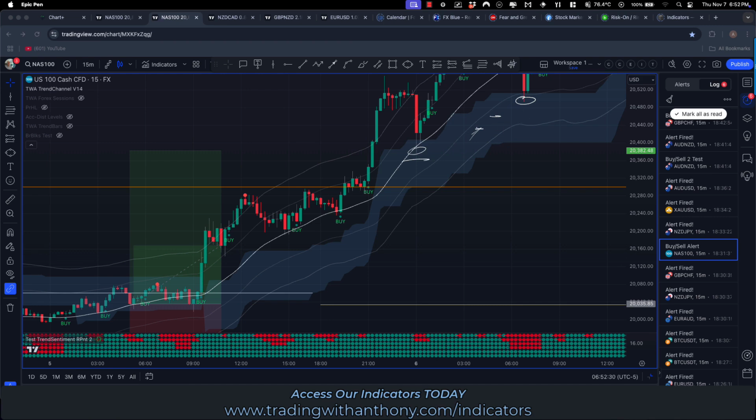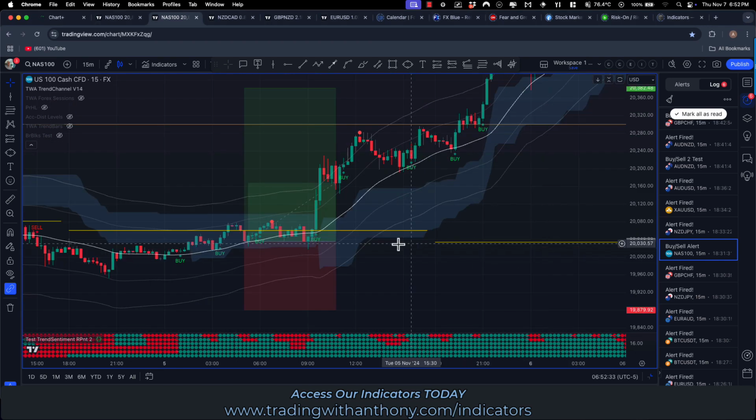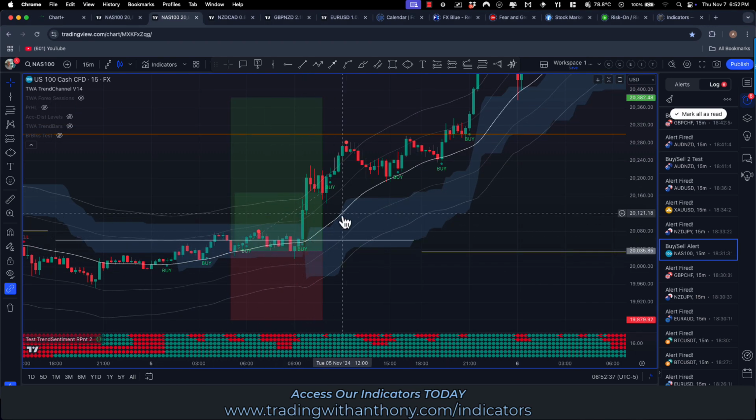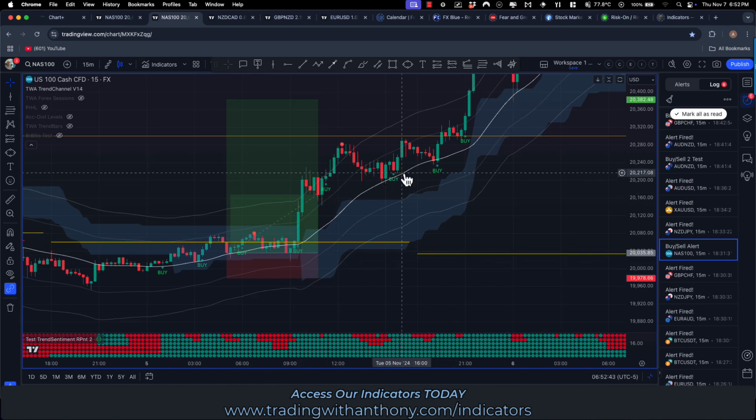And the other thing that we use this indicator for is confirmation when price breaks above the line or below the line, and we have these signals we can enter.